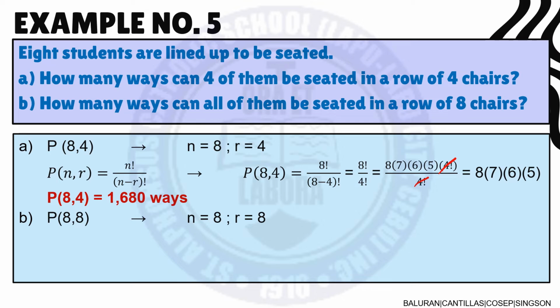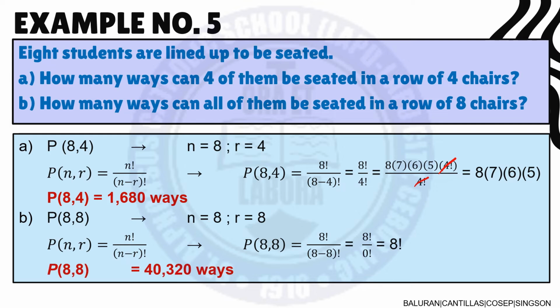For letter B, since we are talking about all of them, therefore our n here is 8 and our r is also 8. So the permutation of 8 students taken 8 at a time is equal to 8 factorial over the quantity of 8 minus 8 factorial, which is equal to 8 factorial over 0 factorial. And that is equal to 8 factorial since the definition of 0 factorial is simply equal to 1. So 8 factorial, to simplify, gives us 40,320 ways.